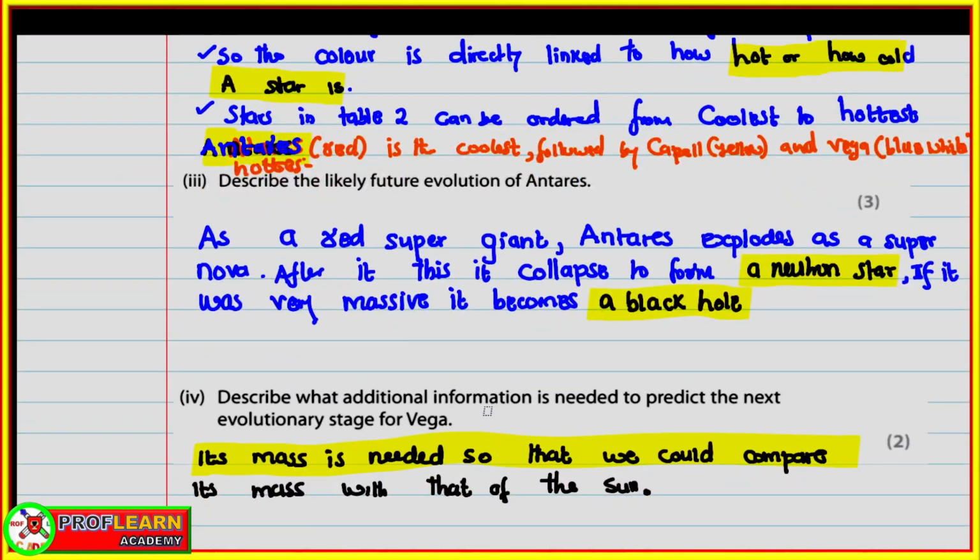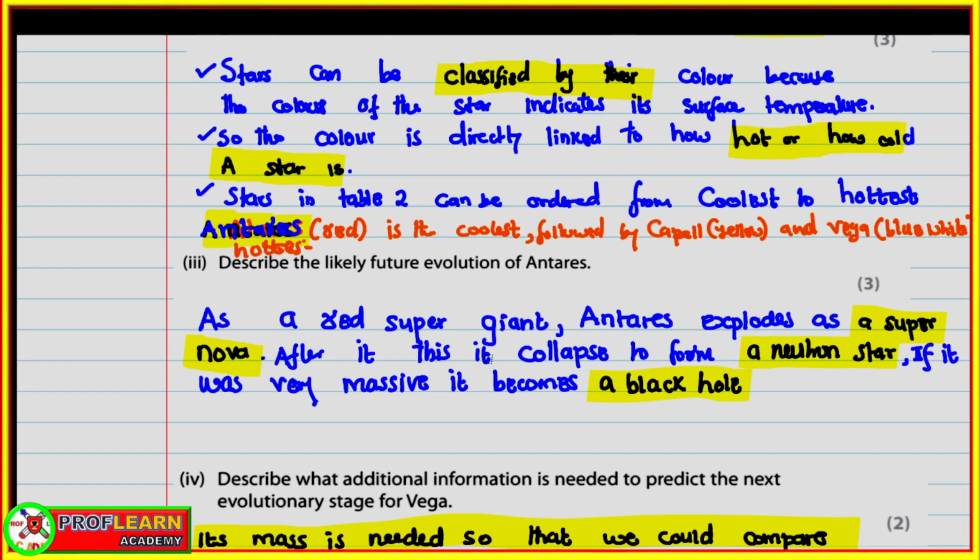Okay, so describe the likely evolution of Antares. This Antares explodes as a supernova. It becomes, from a red supergiant, a supernova. After this, it collapses to form a neutron star. If it was very massive, it becomes a black hole. So whenever you are asked a question to do with evolution of stars, you need to consider what was the initial mass, and that mass is compared to the mass of the sun.